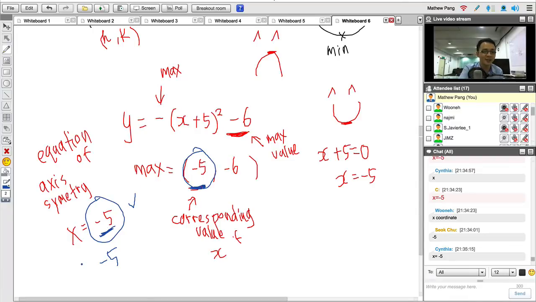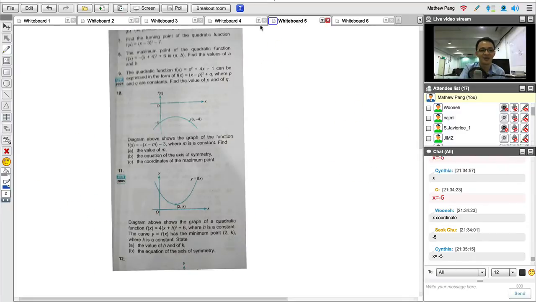So in this case, it is always x equals to something. Always take the x value of the maximum point or minimum point. Alright, this is some basics. So, then we go have a look at some questions.